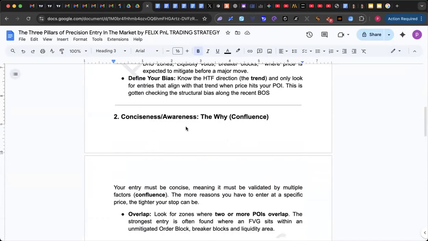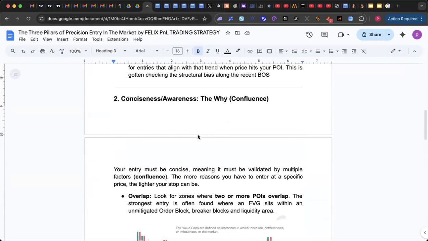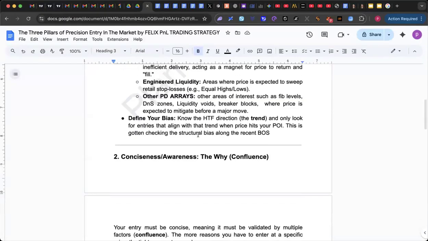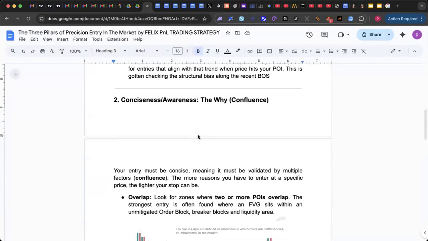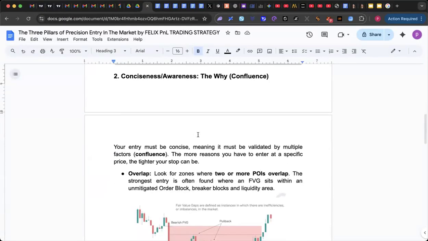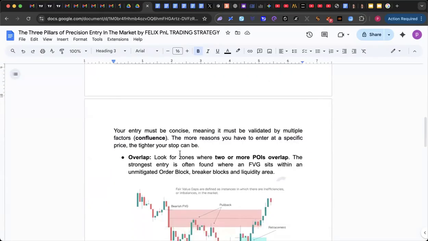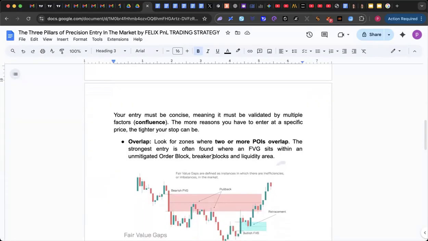So the consciousness and awareness: why do I need to buy at this point? For the fact that this is the point of interest, which is the context. The market had returned there. So why will I buy? There has to be confluences. So your entry must be concise, meaning it must be validated by multiple factors, which are confluences. The more reasons you have to enter at a specific price, the tighter your stop loss can be.